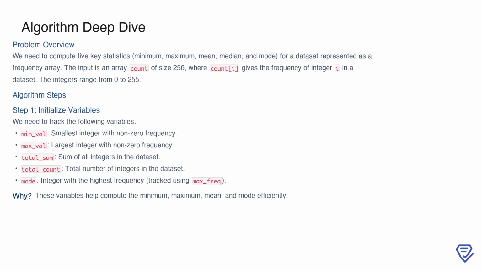To efficiently compute these statistics, we need to initialize a few variables. min_val and max_val will help us track the smallest and largest integers with non-zero frequencies. total_sum will store the sum of all integers in the dataset, while total_count will represent the total number of elements. Finally, we need to track the mode, which is the integer appearing most frequently, using an additional variable max_frequency to monitor the highest frequency encountered. These variables are essential because they allow us to extract multiple statistics in a single pass through the data.